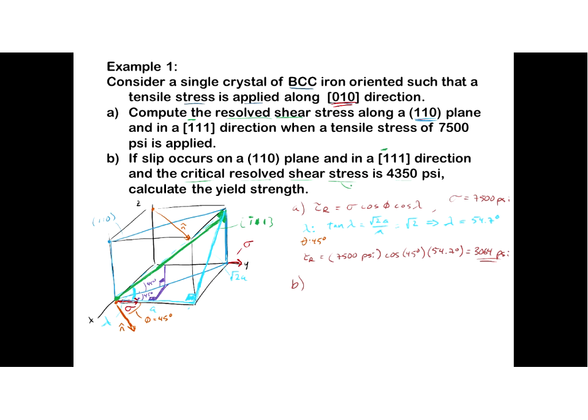Remember, the critically resolved shear stress is not sigma, it's tau, tau sub CRSS. It's the maximum shear stress that needs to be applied to get slip to occur. And once slip occurs, the sample has yielded. So if we know the shear stress, we can find what the yield strength is. All right, so then we jump back here to just basically say that our tau CRSS is equal to 4,350 psi. What's the yield strength?